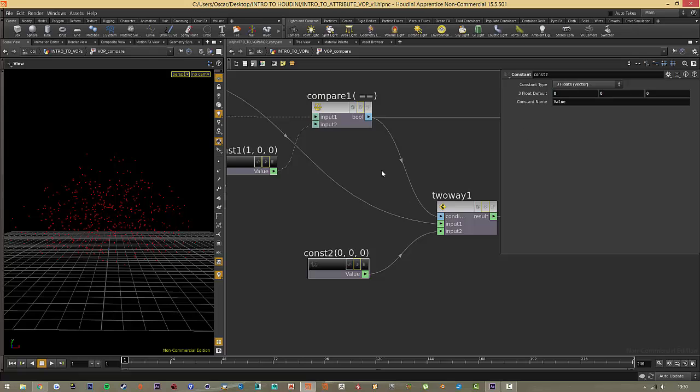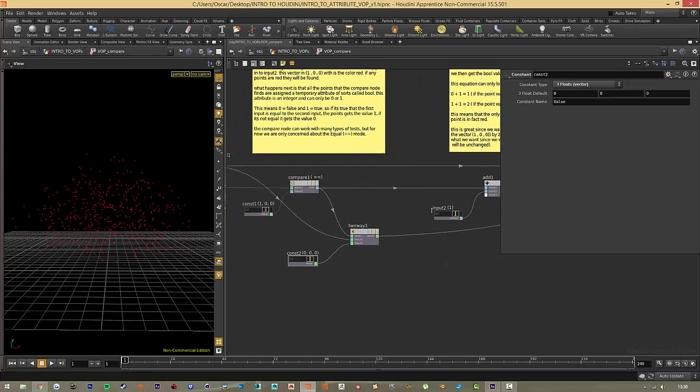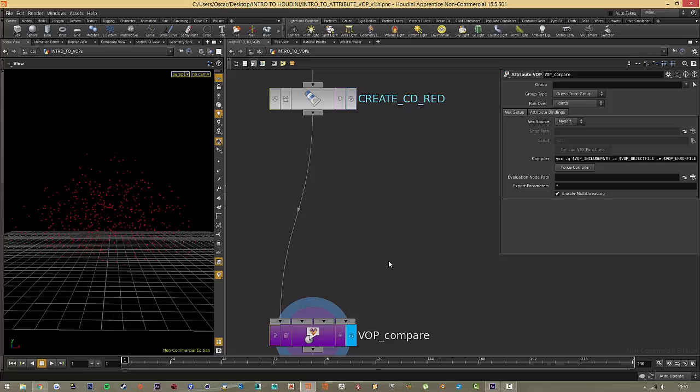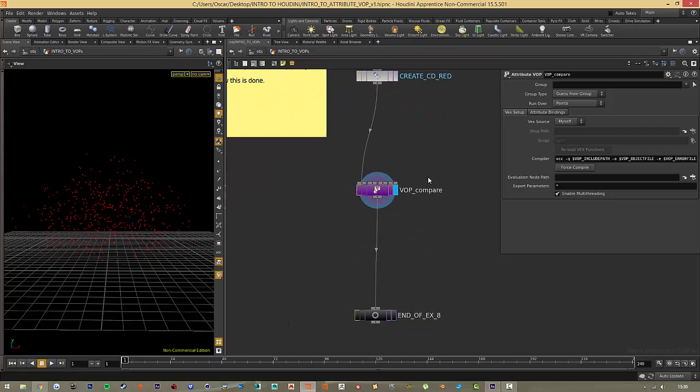But yeah, that's sort of how you can use compare. You can use it both like this, like adding things on top of it, or you can use it in a two-way switch, or you can use it in a million other ways. It's up to you. You're free to do whatever you want, but this is some of the ways you can use this compare node.